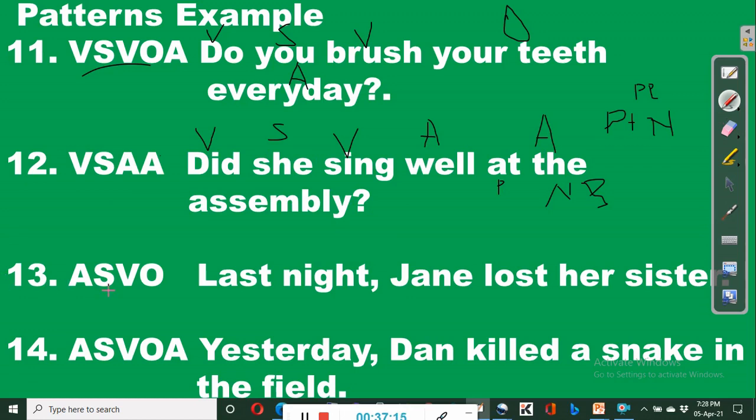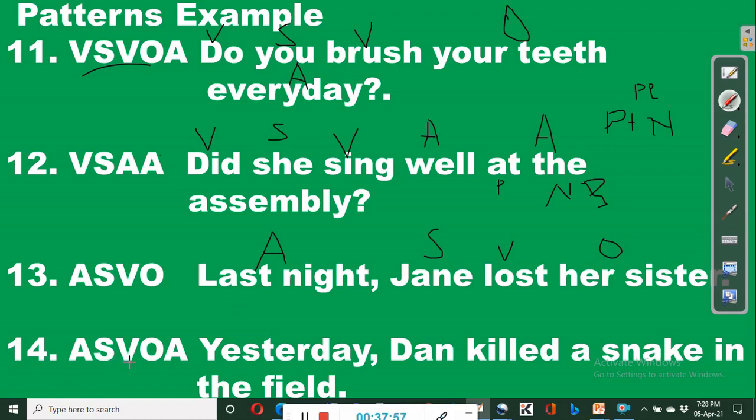And then number 13 is ASVO. And here we have last night, Jane lost her sister. Last night here is the adjunct, an adjunct of time. When, if we say Jane lost her sister, the question is when did she lose her sister? Last night. That's an adjunct. Then Jane is the subject and lost is the verb. Her sister is, of course, the object. So we have ASVO, that's the structure.